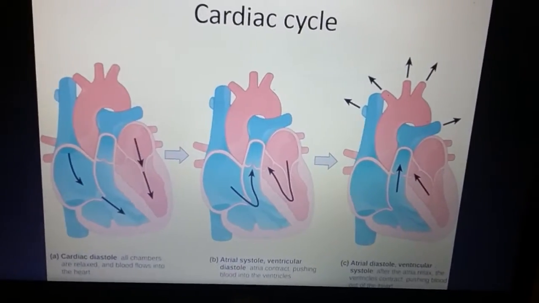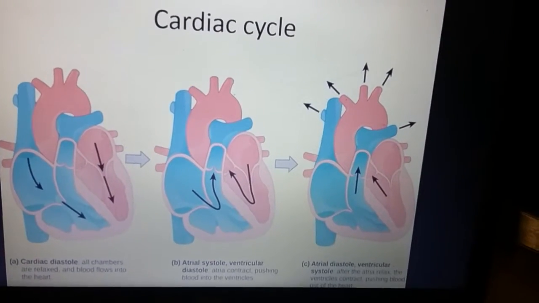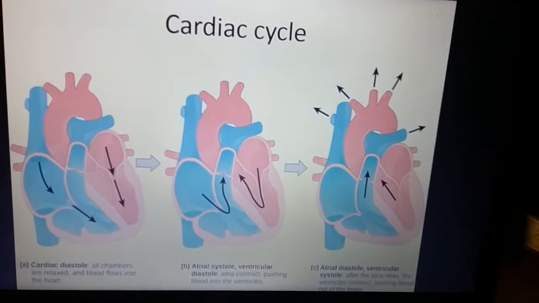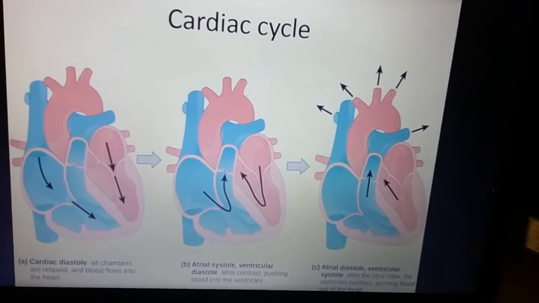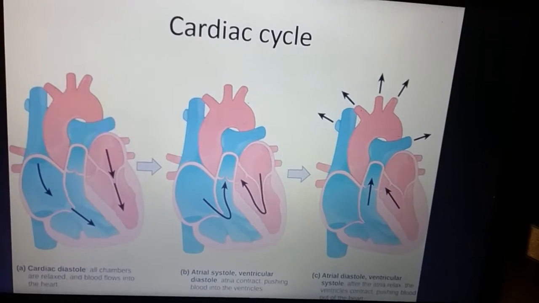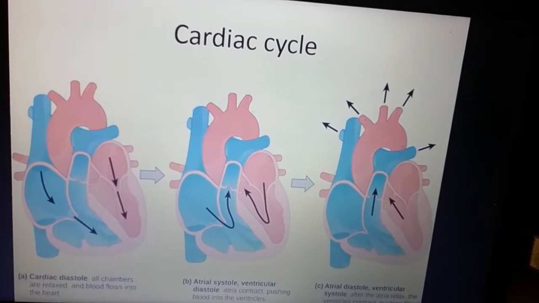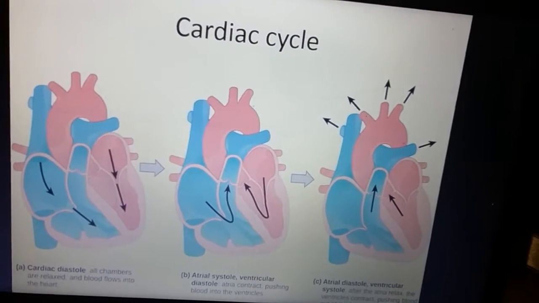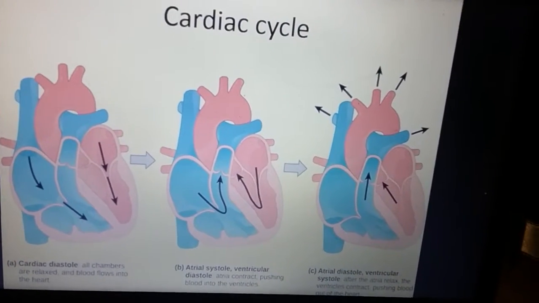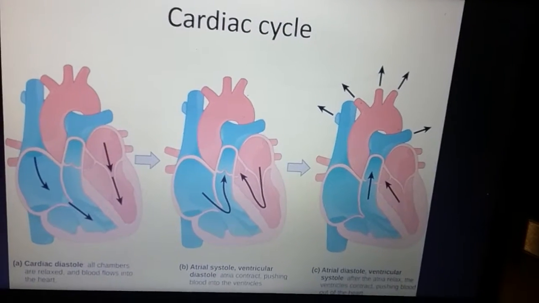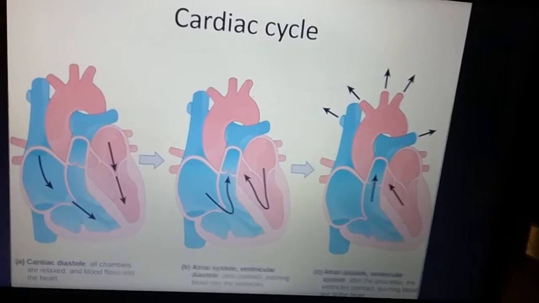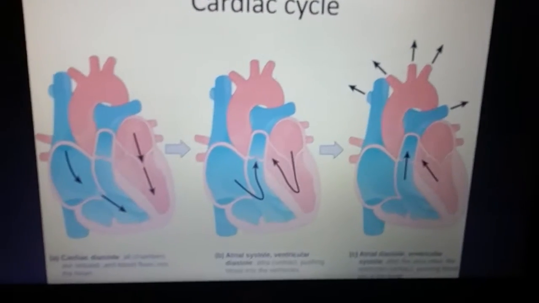The cardiac cycle is the sequence of events that happens when the heart beats. In the diastole, the heart ventricles are relaxed and the heart fills with blood. In the systole, the ventricles contract and pump blood out of the heart and to the arteries. The atria contract at the same time, forcing blood through the atrioventricular valves into the ventricles.